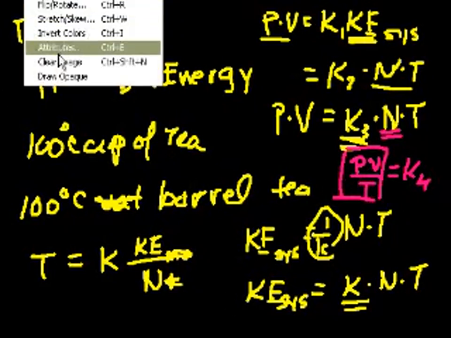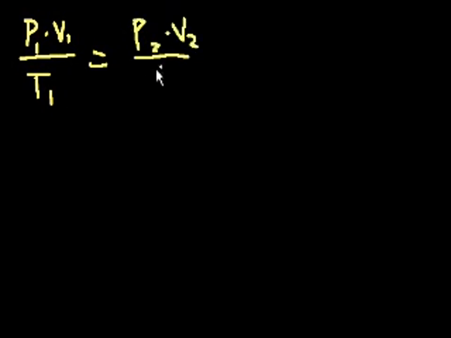So let me clear this up. I think I got my throat back. So we could say P1 times V1 over T1 is equal to P2 times V2 over T2. And does this make sense to you?